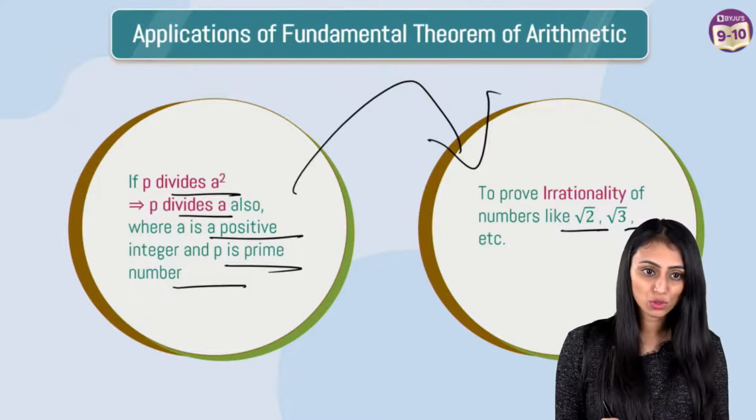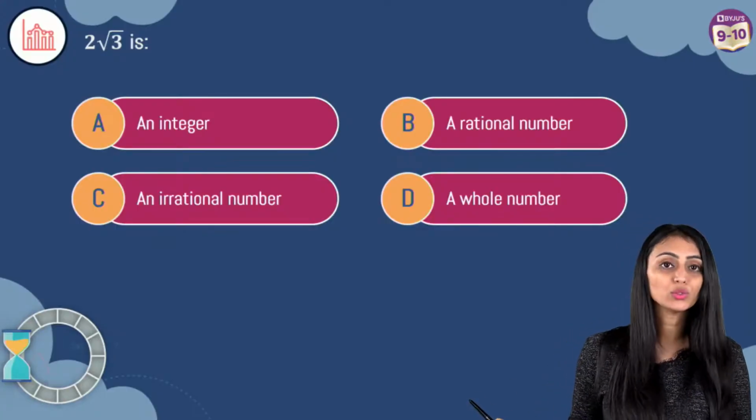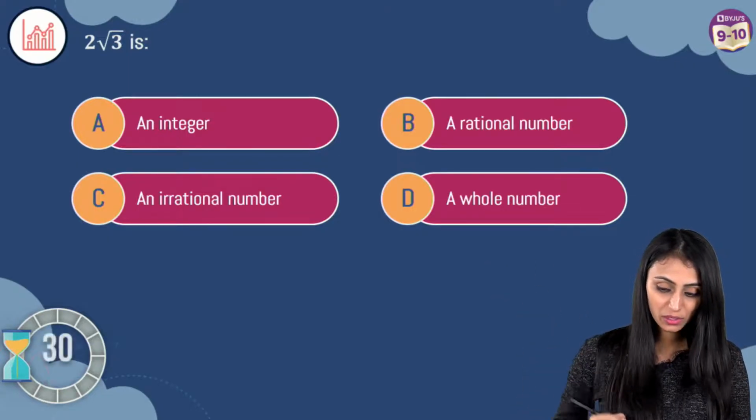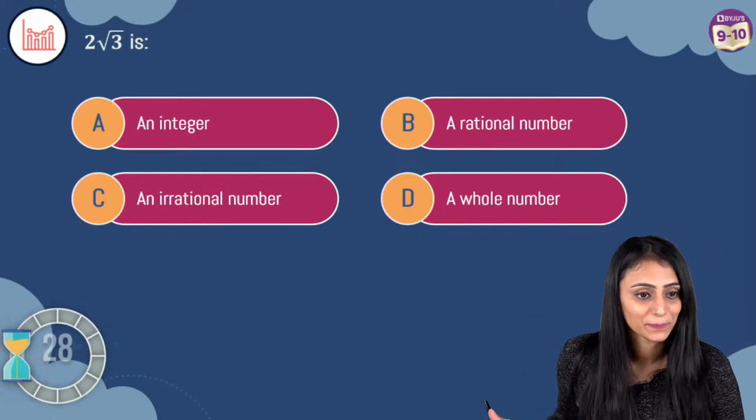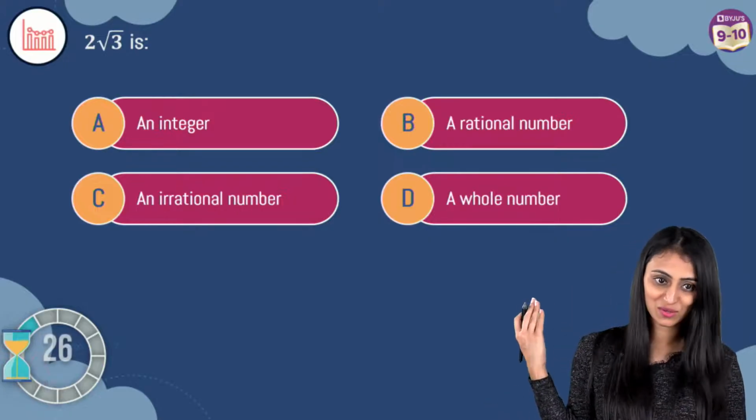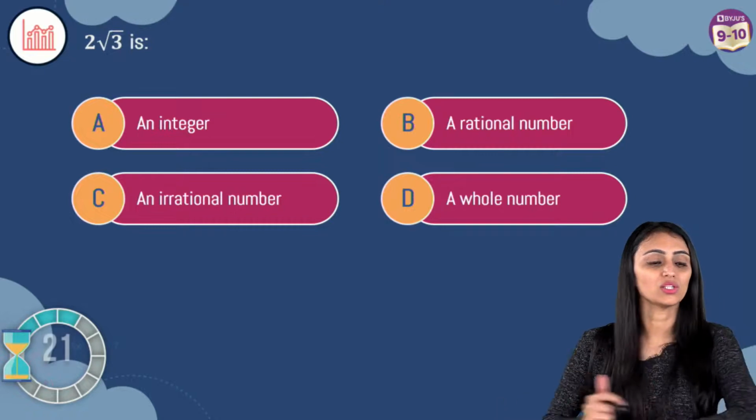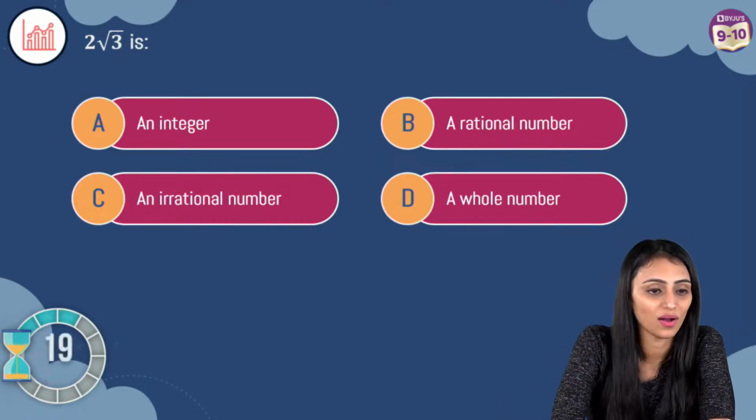Now let's quickly try out a question to check your understanding. 2 root 3 is, you can see 4 options: integer, rational number, irrational, whole number. I'm giving you 30 seconds to answer this. Quickly tell me. Hemlata, so we have a poll question over here.